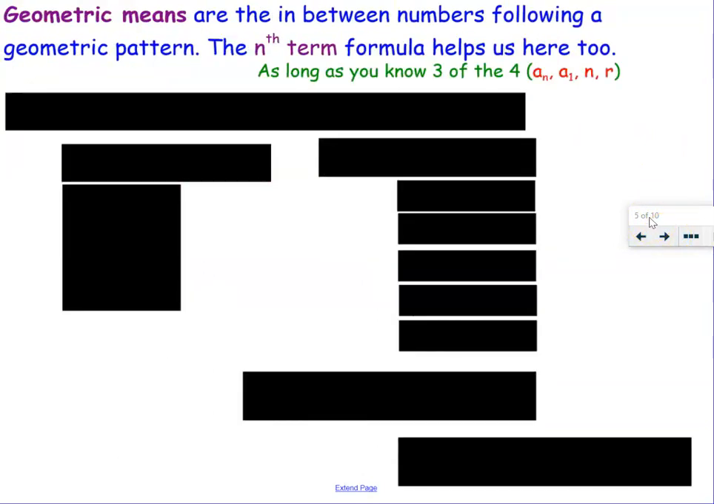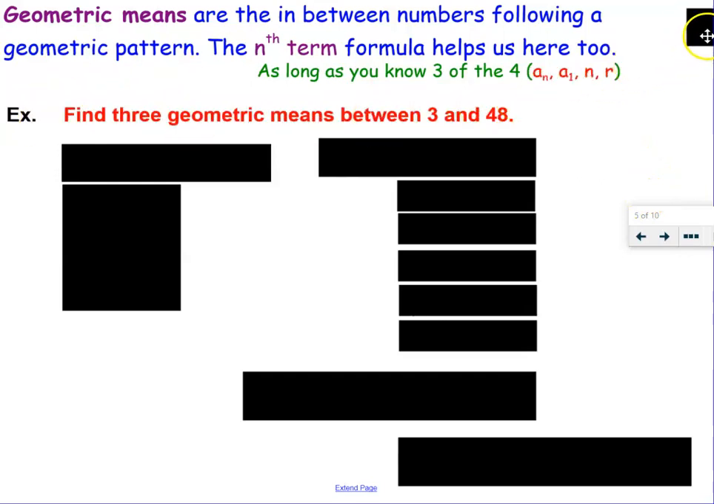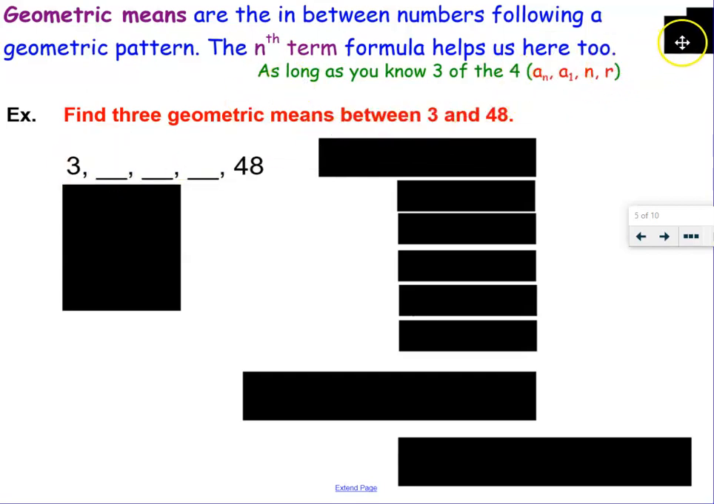We also have geometric means. Those are in-between numbers following the geometric pattern. That nth term formula will also help us here. Again, you must know 3 of the 4. So a problem says find 3 geometric means between 3 and 48. So there's going to be 3 blanks between 3 and 48.